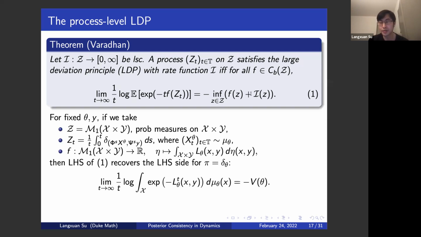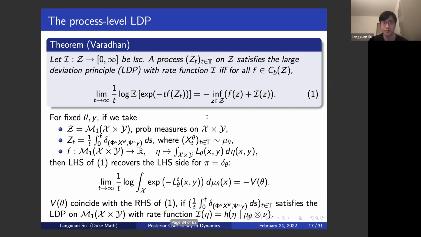So what you want is just to take the rate function I to be the divergence that we want from the previous page. Basically what it says is that this V coincides with the right-hand side here, by the lemma, if this Z, which we pick to be the empirical process here, satisfies the large deviation principle with rate function equal to the divergence term we want.